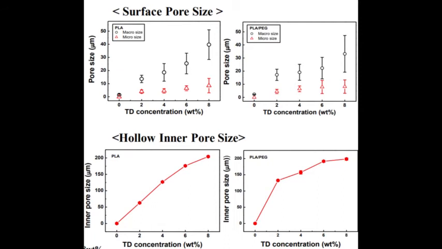The hollow inner pore size ranged from 0 to 204 micrometers in PLA TD and 0 to 198 micrometers in PLA PEG TD. It can be seen that as the TD content increased, the porosity and standard deviation increased.